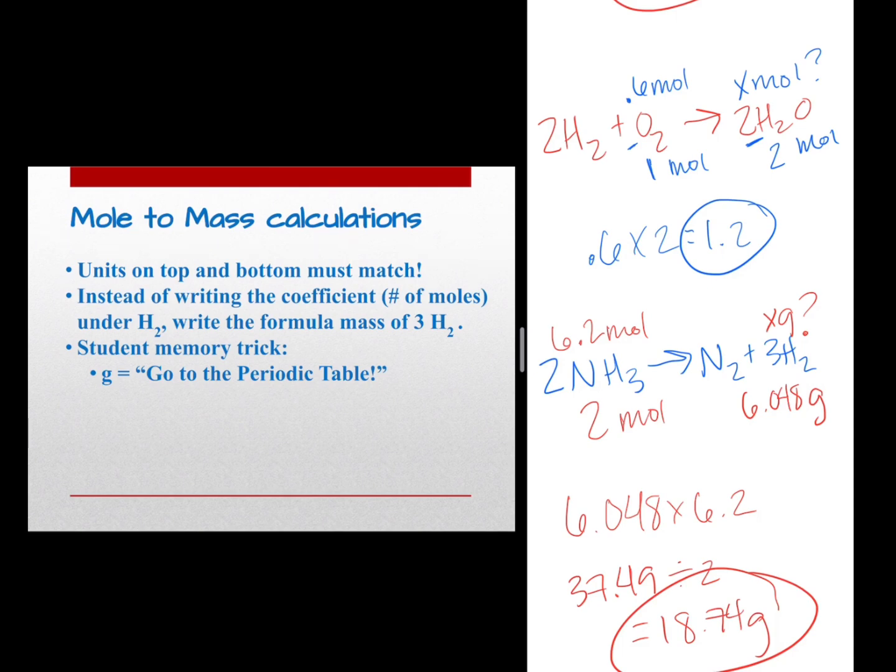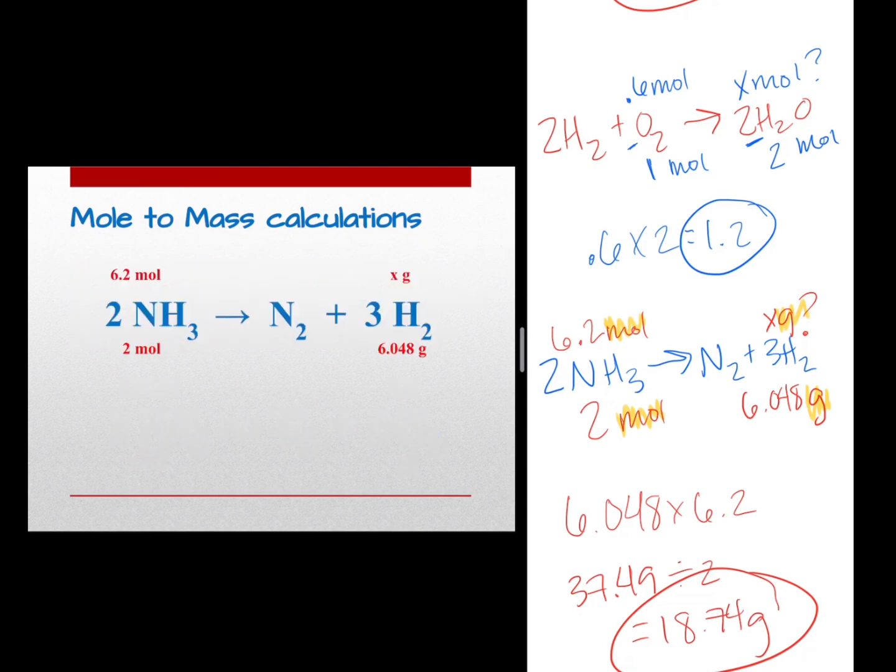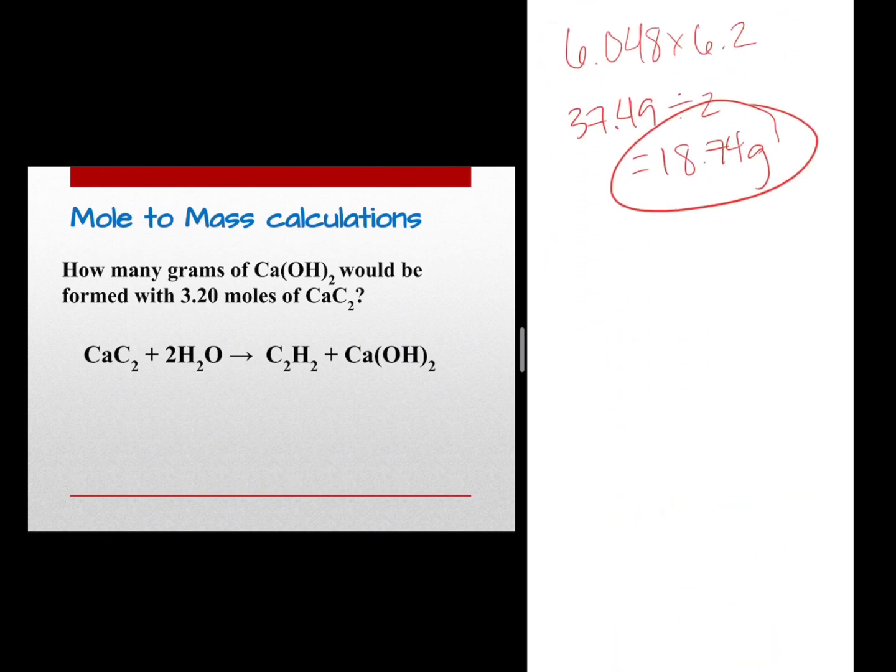Okay, so this is kind of repeating what I just did, but the main thing is remember that your units on the top and the bottom of the equation need to match. So that's why I had moles right here, I had to have moles on the bottom. I had grams right here, I had to have grams on the bottom. Anytime you have your unit as moles, you've got to use that coefficient. Anytime your unit is grams, you need to go to the periodic table and find the mass. Okay, so here's kind of walking you through what I just did. Let's do another one.